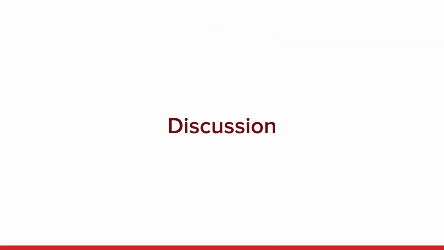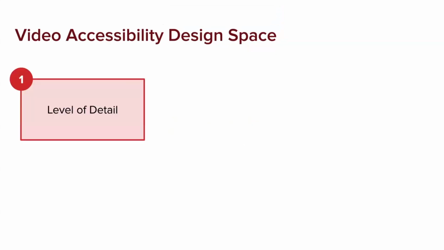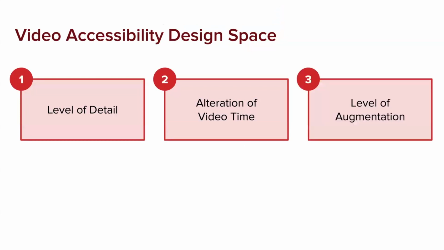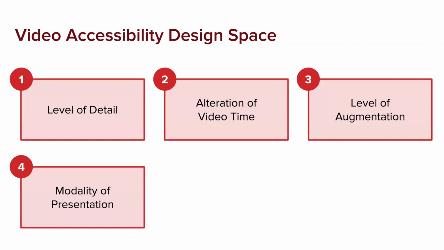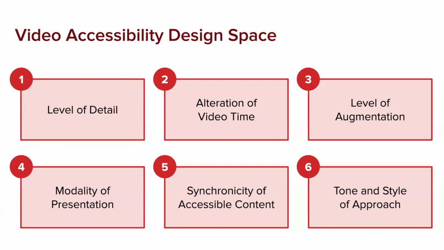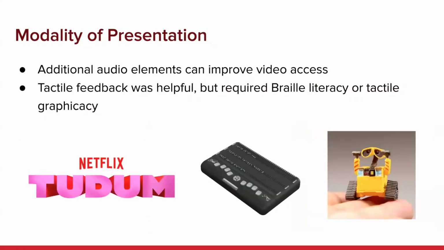Based on our findings, we present 6 dimensions in the video accessibility design space: level of detail, alteration of video time, level of augmentation, modality of presentation, synchronicity of accessible content, and tone and style of approach. For modality of presentation, we propose that additional audio elements can improve video accessibility. Similar to how Netflix's title card includes a recognizable sound effect, different platforms may adopt a set of distinctive earcons to efficiently indicate common information. For example, content creators may wish to designate a specific earcon for encouraging viewers to subscribe or follow their content.